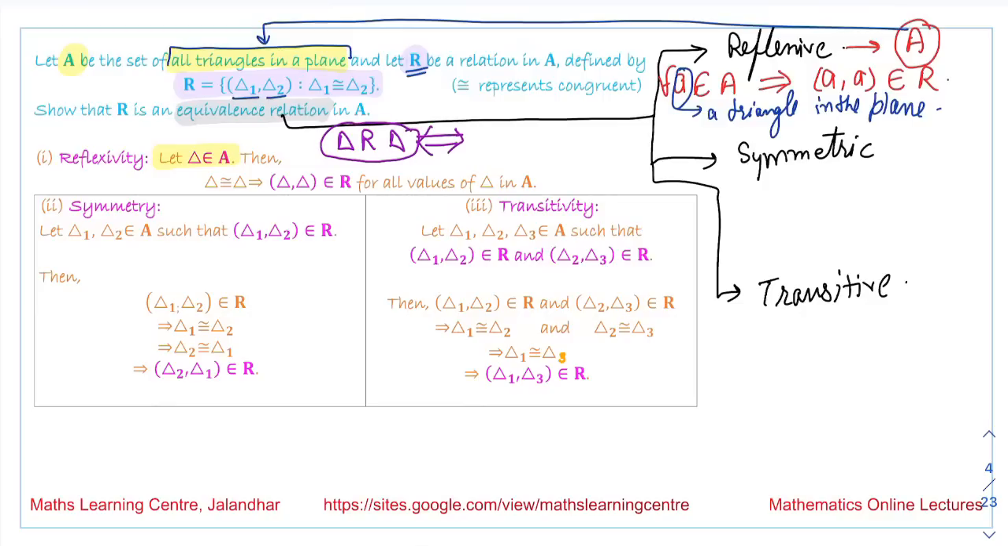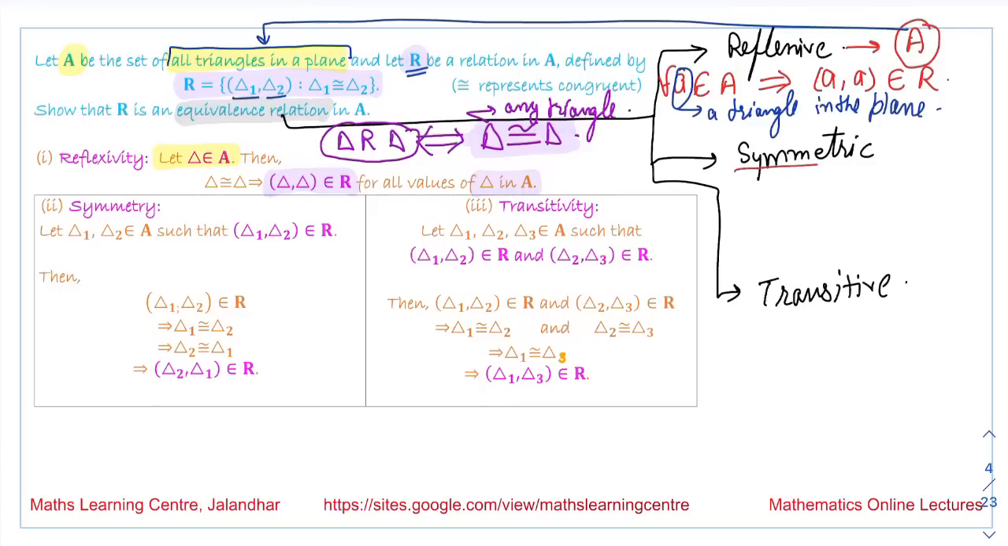What this thing means over here, that delta is congruent to A. What is delta? Delta is any triangle that we have considered. So we are saying any triangle that we have considered is related to itself by the equivalence relation, which is defined as the congruence of the triangles. That is, every triangle is congruent to itself. So this thing means that delta comma delta belongs to R for all values of delta in A. So this thing proves that this relation is reflexive.